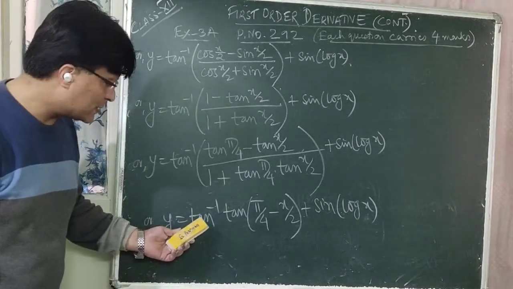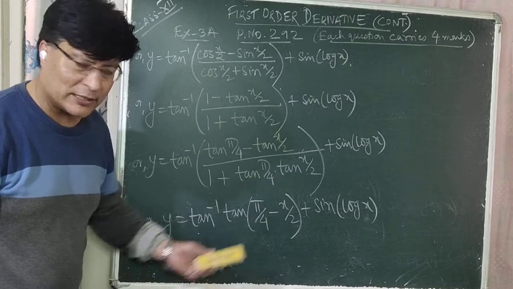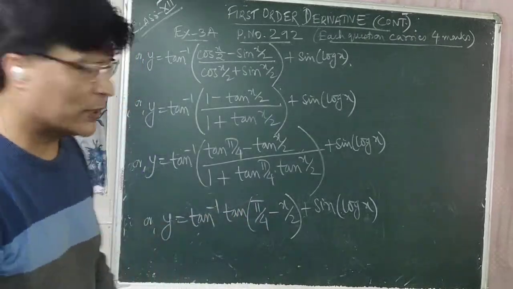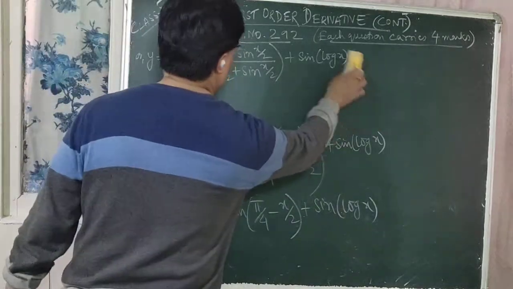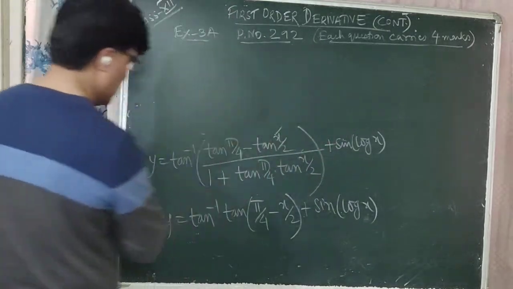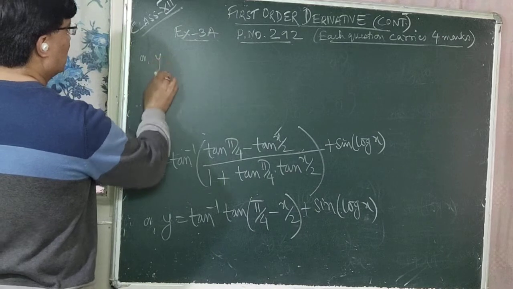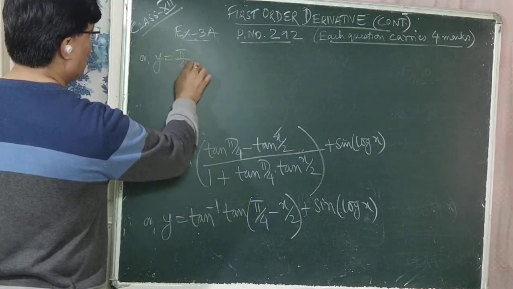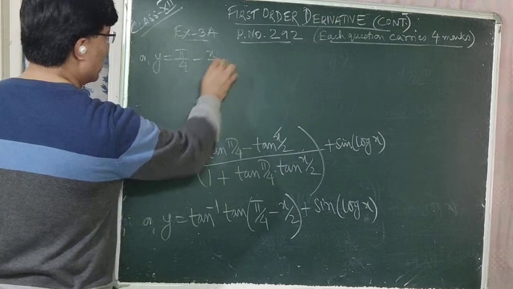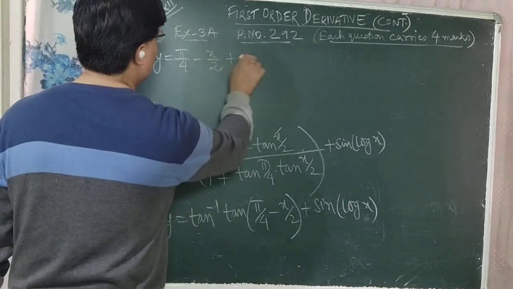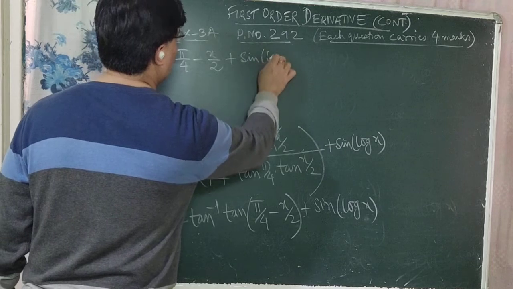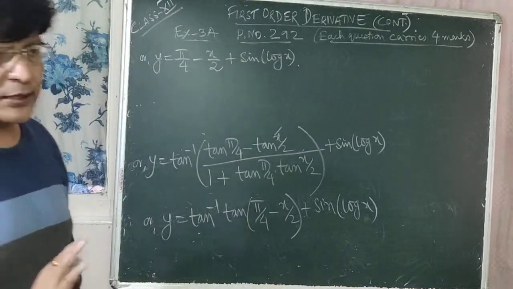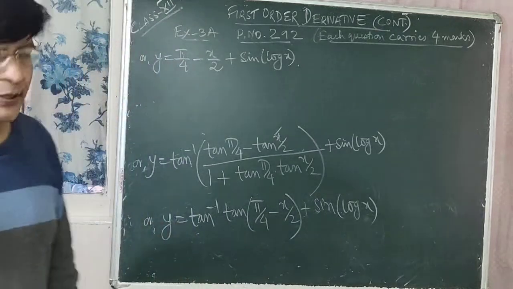Now, what is the formula? Tan inverse tan x form is there. Instead of x, what is here? It is pi by 4 minus x by 2. Okay? So next, or y is equal to, now it is tan inverse tan x form, that is x. What is x here? Pi by 4 minus x by 2. Then you write plus sine of log x. So I think you have understood it.